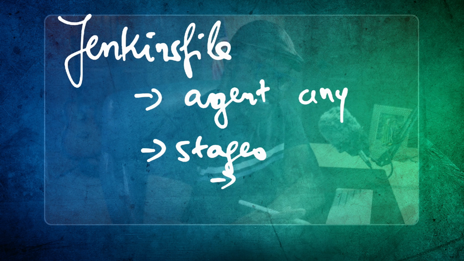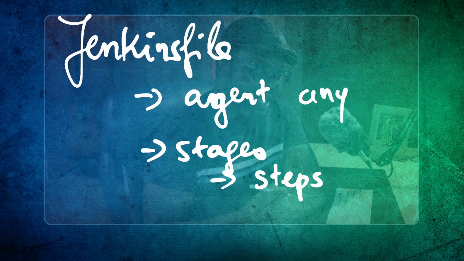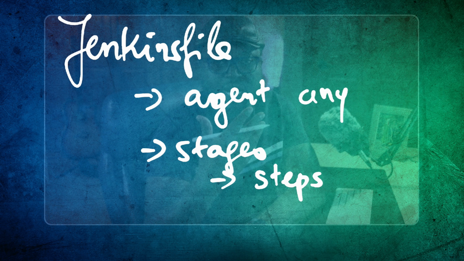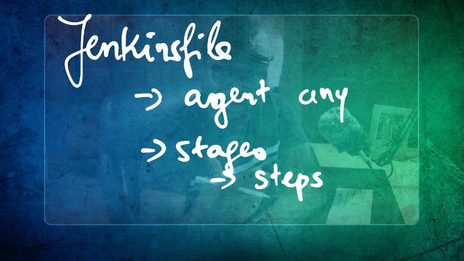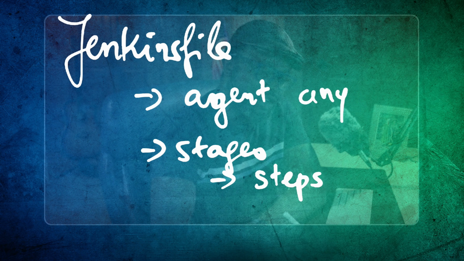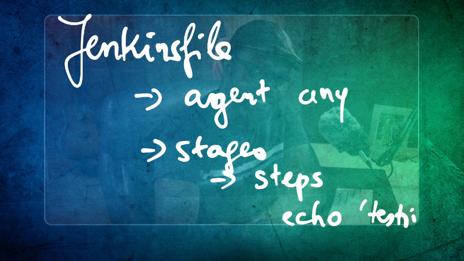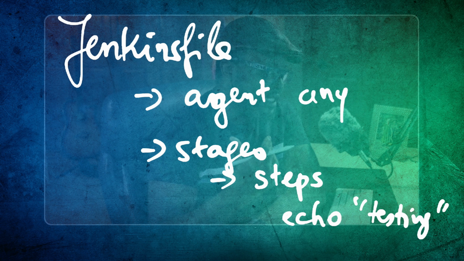Under each stage you have a step. So this is where you define your steps. An example of steps would be, you wanna build a Docker image. You can run the command here. Or you want to do something like, let's say, just echo something like testing. You do that, and there's a stage that you define.